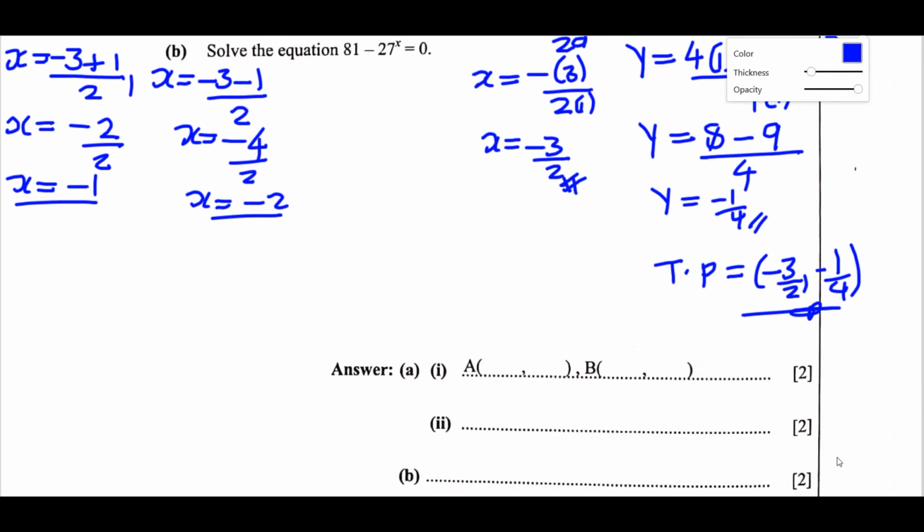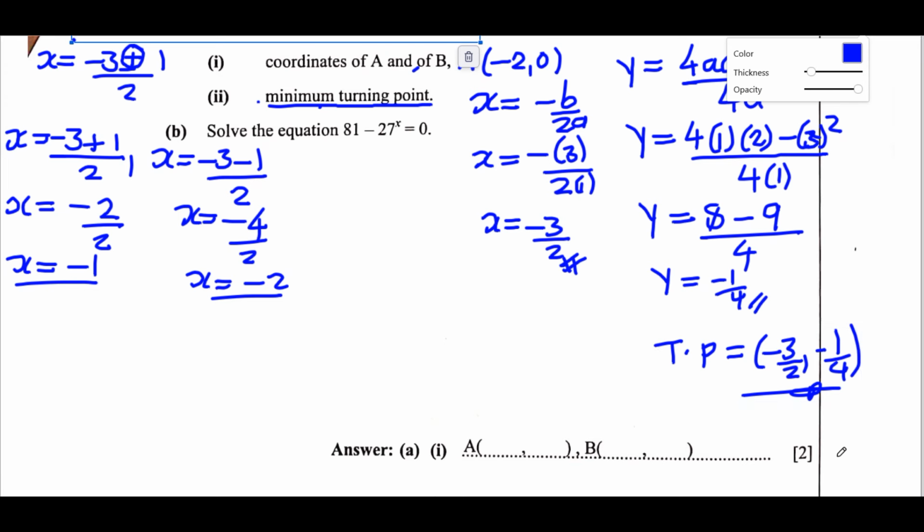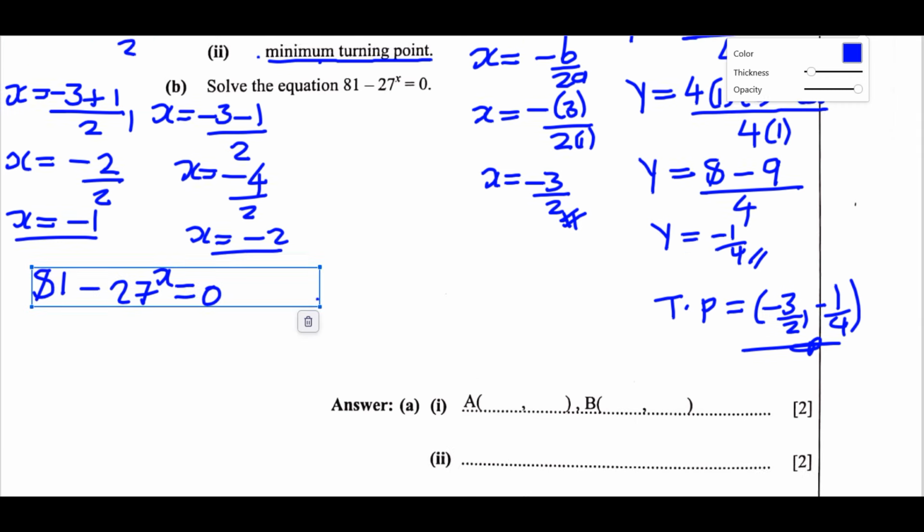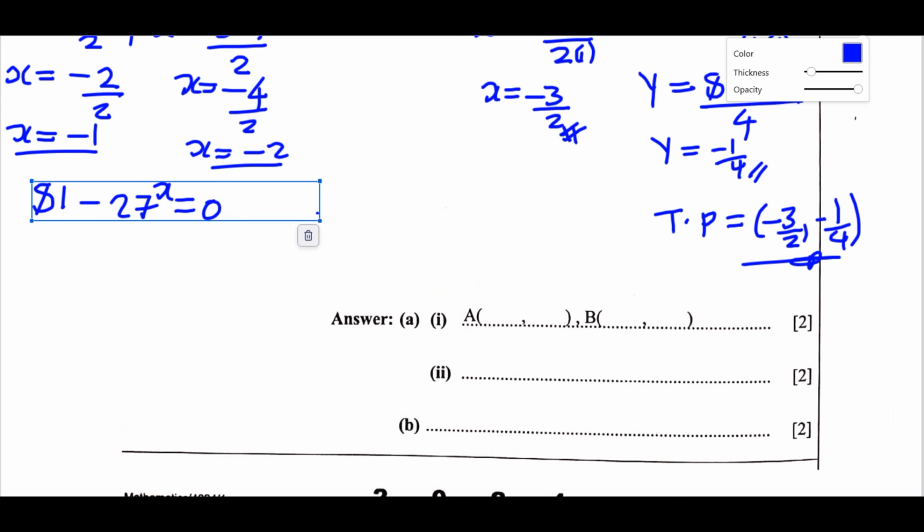Now we have question B. So question B is to solve the equation. So to solve simply means we need to find the values or the value of x. So look at this equation. So it's 81 minus 27x is equal to 0. So this is a question that is coming from the topic of indices, and we are solving with the unknown index. So what is our first thing?